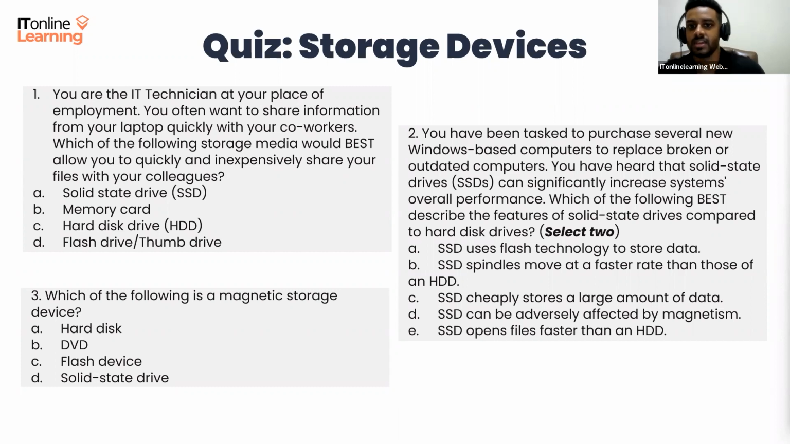So if you selected A, which is an SSD uses flash technology to store data, you'd be correct. So if you had chosen option E as well, so that's an SSD opens files faster than a hard disk drive, you would be correct.